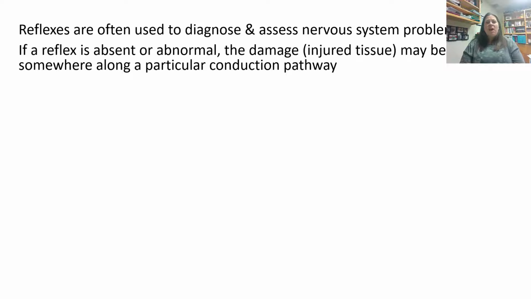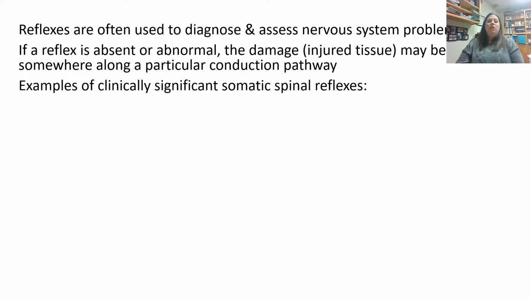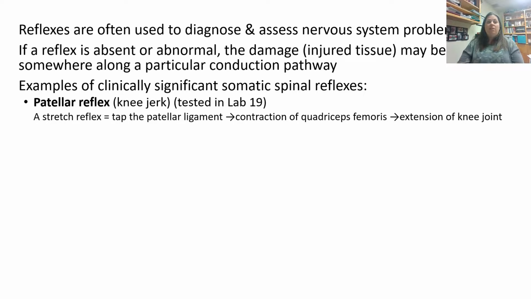So guys, reflexes are often used to diagnose and assess nervous system problems. If a reflex is absent or abnormal, there could be damage or injured tissue located somewhere along a particular conduction path. So examples of clinically significant somatic spinal reflexes are the patellar reflex, the knee jerk. This is tested in lab 19. And this is a stretch reflex. You tap the patellar ligament and we see contraction of the quadriceps femoris and extension of the knee joint.